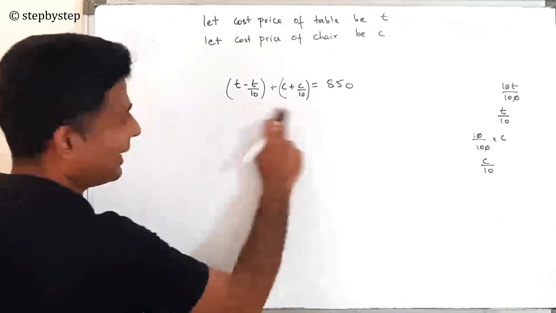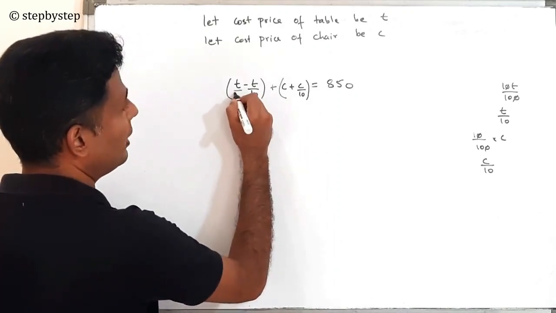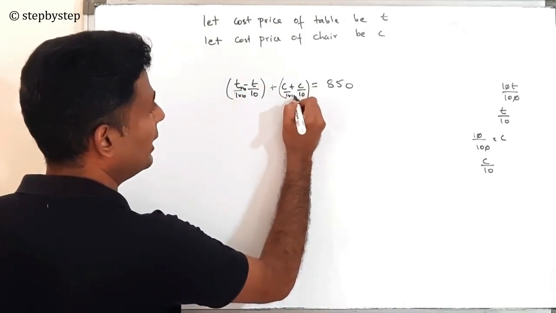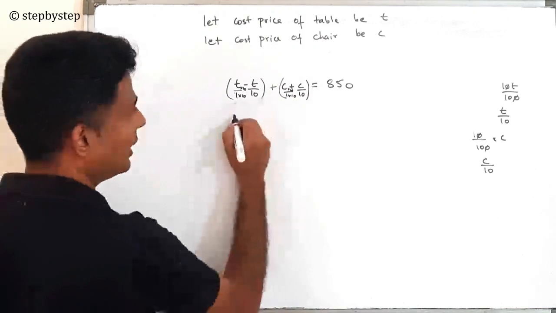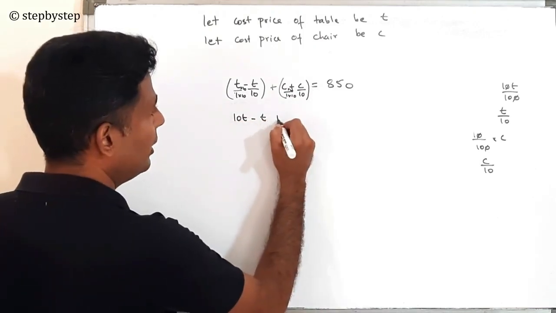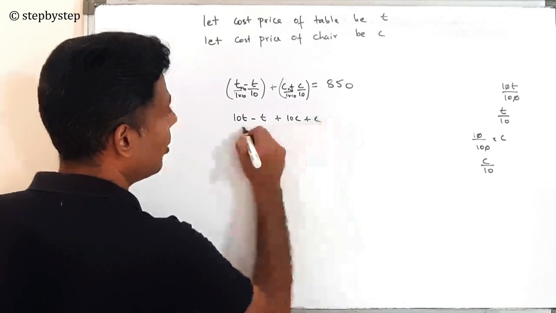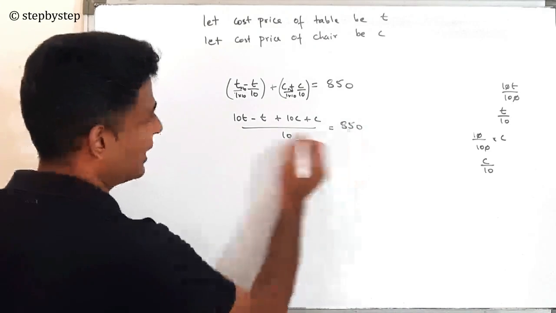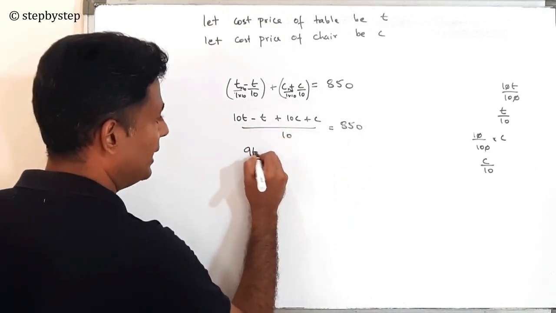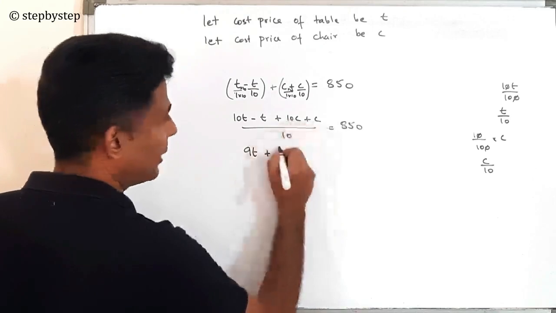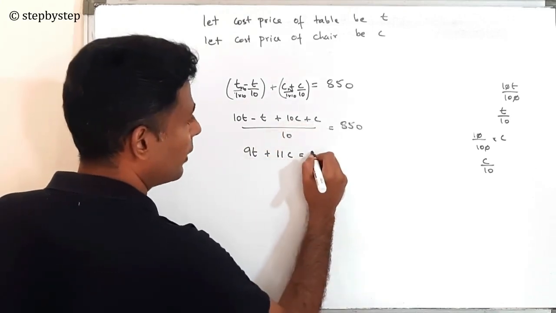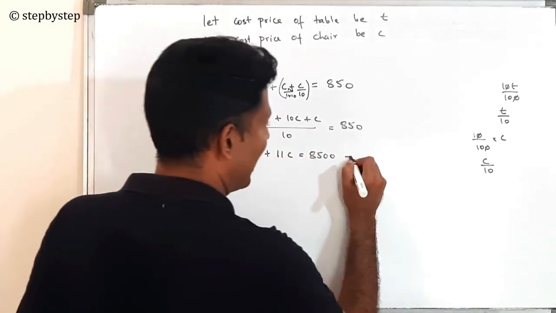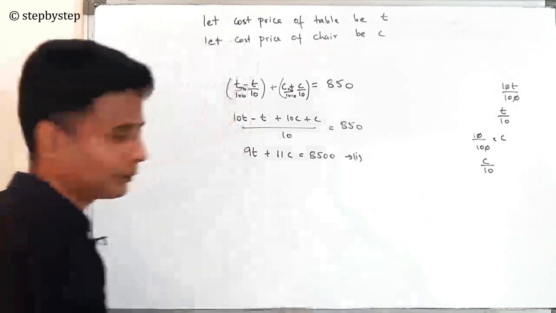850. So now we have to take the LCM. So what do we get? 10T minus T plus 10C plus C, whole by 10, equal to 850. I'll transpose this 10 to this side: 10T minus T is 9T, plus 10C plus C is 11C, equal to 8500. Why? Because I multiplied by 10. So we have our first equation.